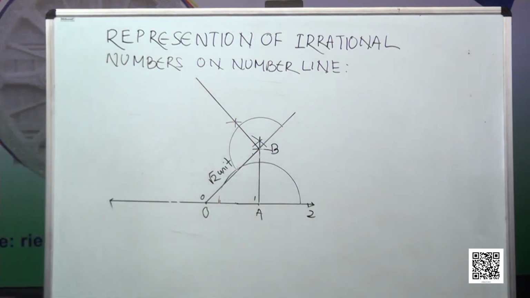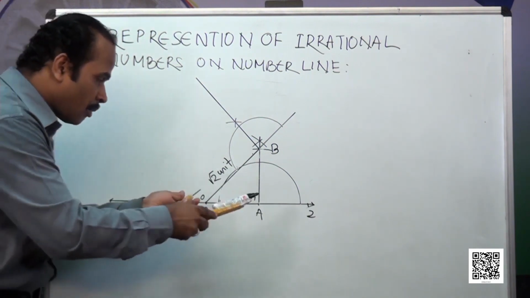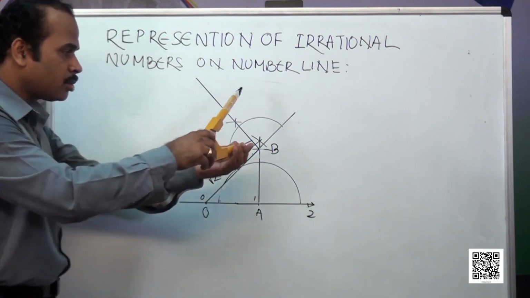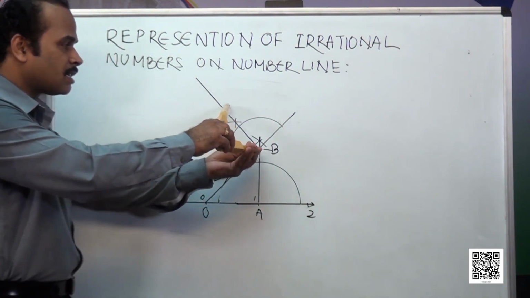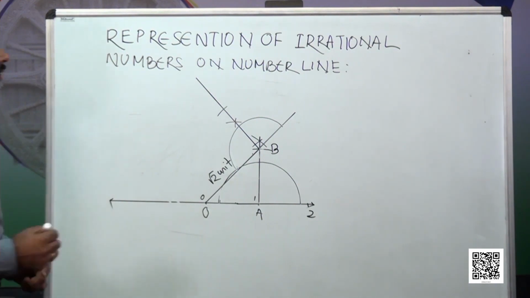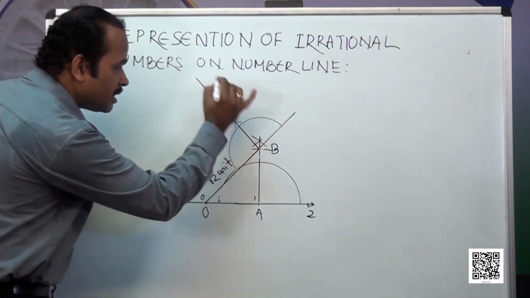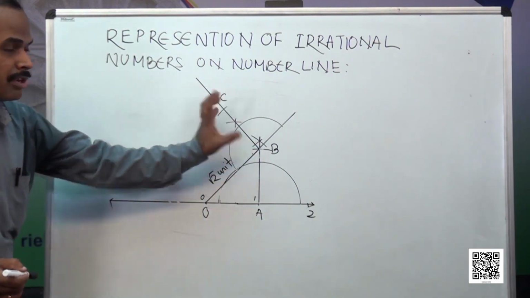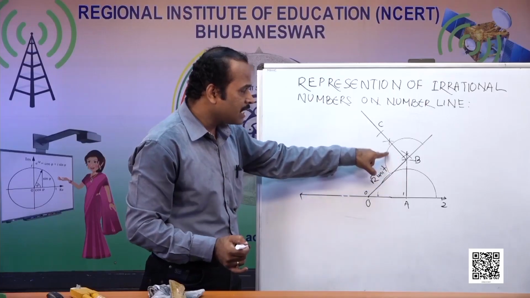Again on that line I have to find one more 1 unit. I have selected already 1 unit here. Let me choose 1 unit from here also. Again I have taken this and cut the arc. I will find this point represents, let us take C. Now this B to C is 1 unit and this angle I have taken as a right angle.